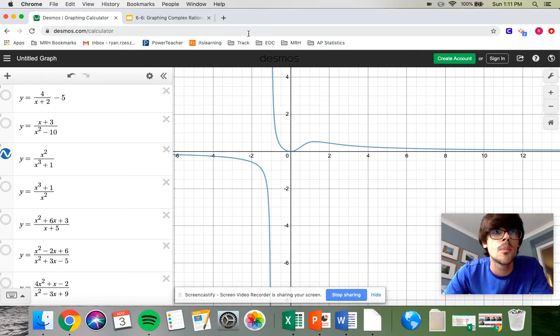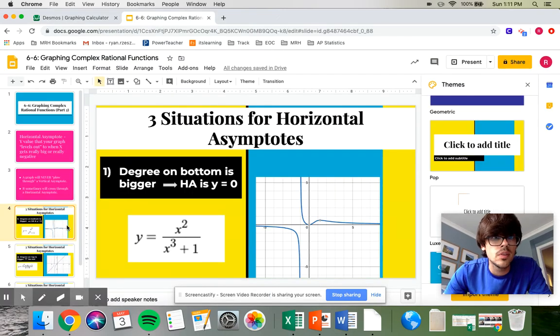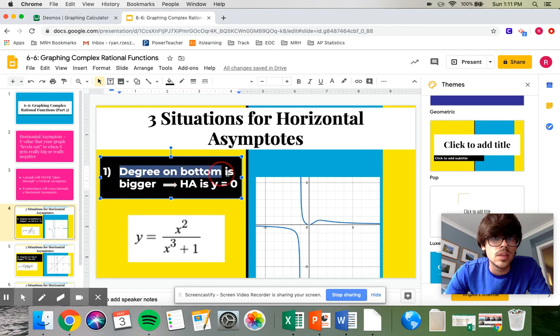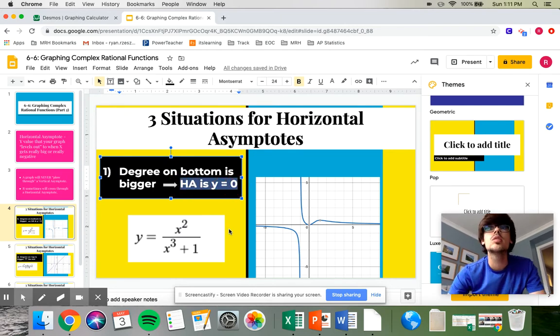So situation 1, like we've seen in our first couple pictures, if the degree on the bottom is bigger, so that means that your power on the bottom is bigger, like third power versus second, your graph will level out at 0. This is assuming we're not adding or subtracting anything on the ends. If I tacked like a +4 on the end of this picture right here, it would scoot the whole thing up to 4. But assuming we're not translating, if the power on the bottom is bigger, your graph will always level out at 0. Okay, so that is the first situation.